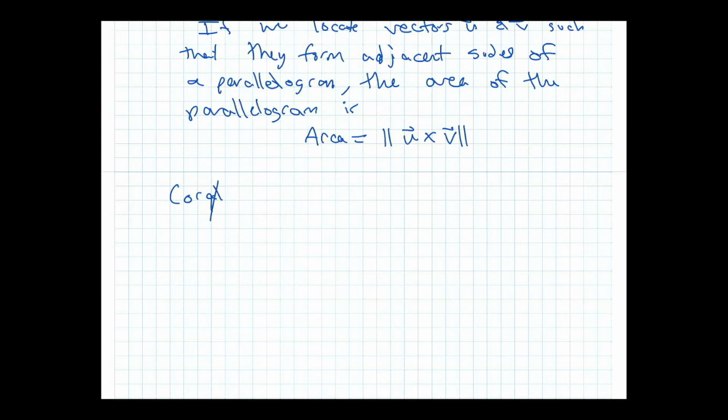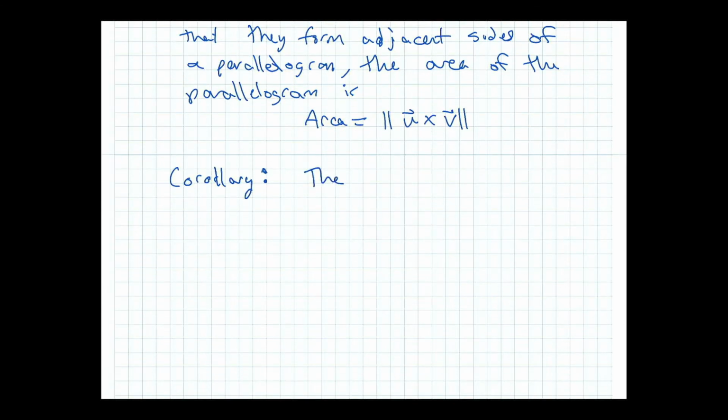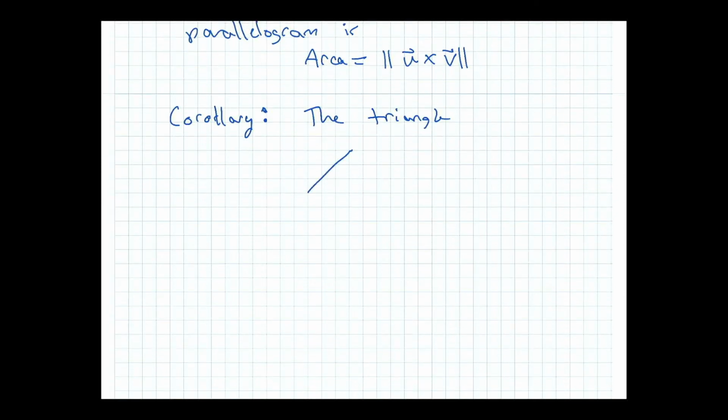Oh, I can't write the word. Where's the eraser? Corollary. The triangle, right? If you go here, call that U. You go here, call that V, right? This triangle has area 1/2 magnitude U cross V.